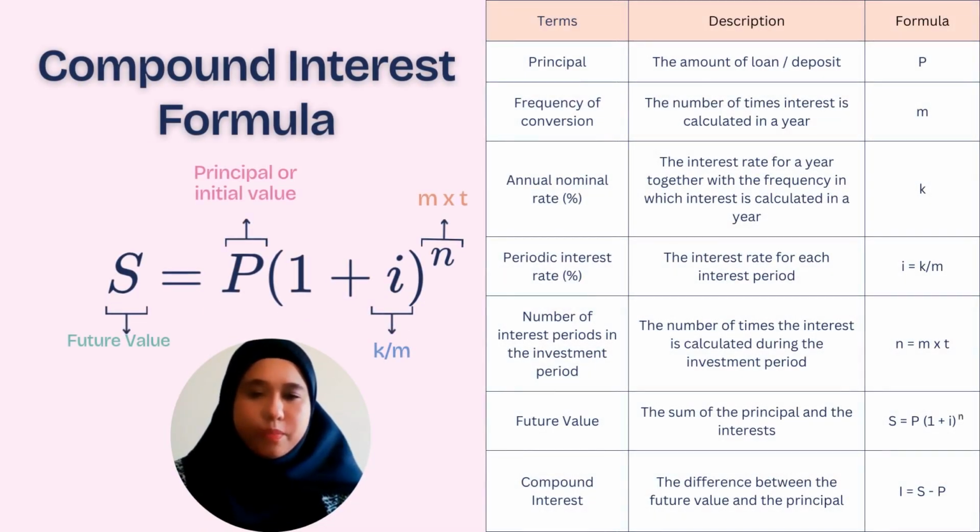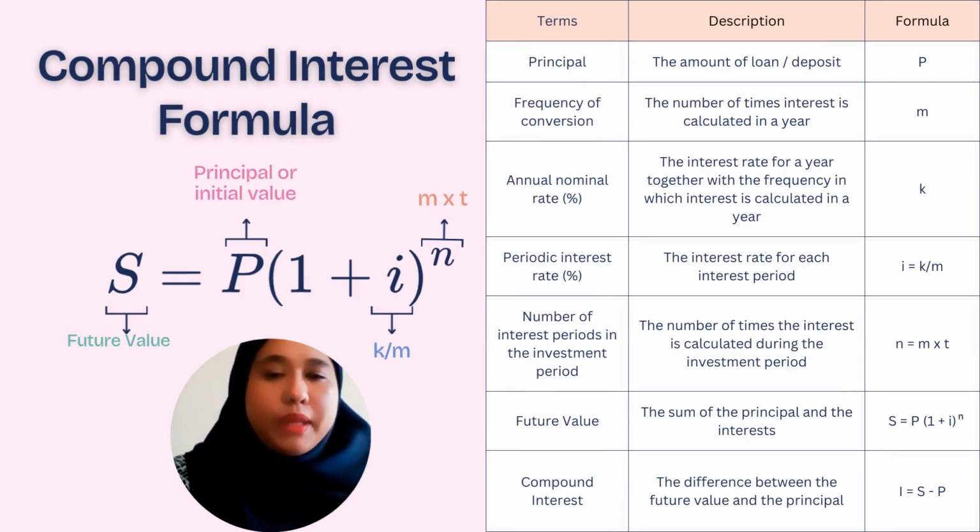Next is the compound interest formula. S equals P(1 + i)^n. P is the principal, the amount of loan or deposit. M is the frequency of conversion, which is the number of times interest is calculated in a year. K is the interest rate for a year, together with the frequency in which interest is calculated in a year.